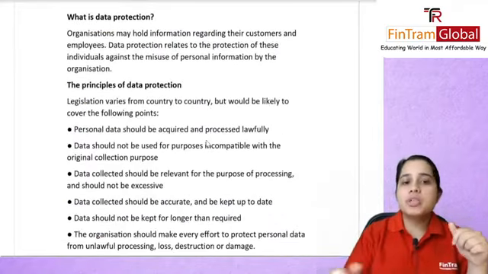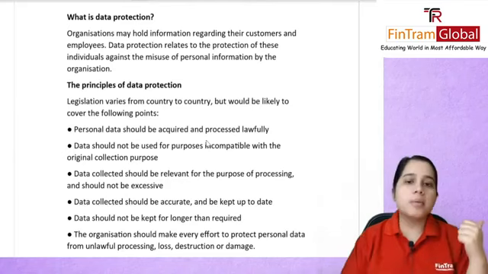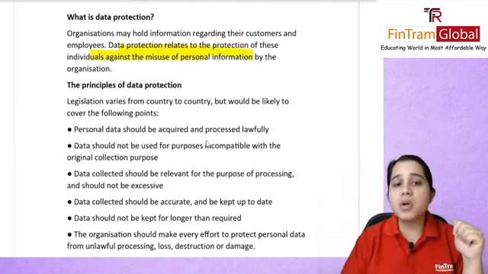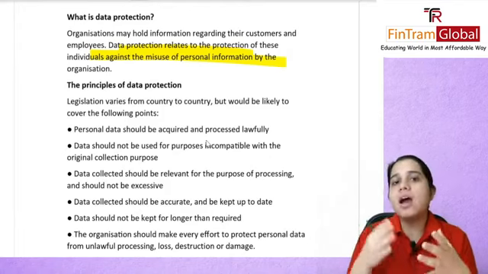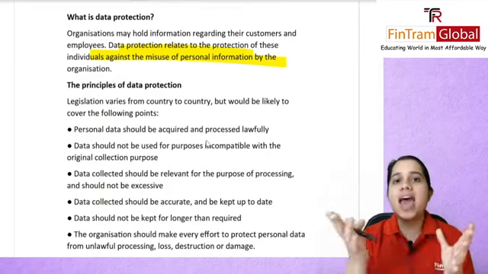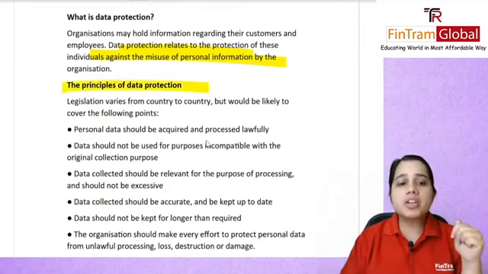Next is data and security: data protection and data security, basically protecting confidentiality. Organizations hold a lot of information about customers and employees, and it is their responsibility to protect all of these individuals' data against misuse, like someone hacking or misusing their information. What were the principles of data protection?